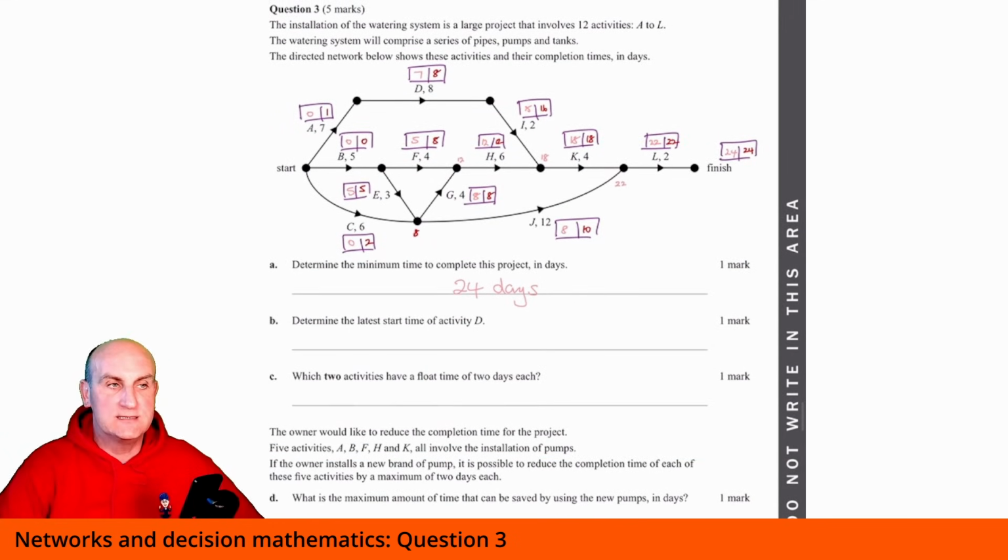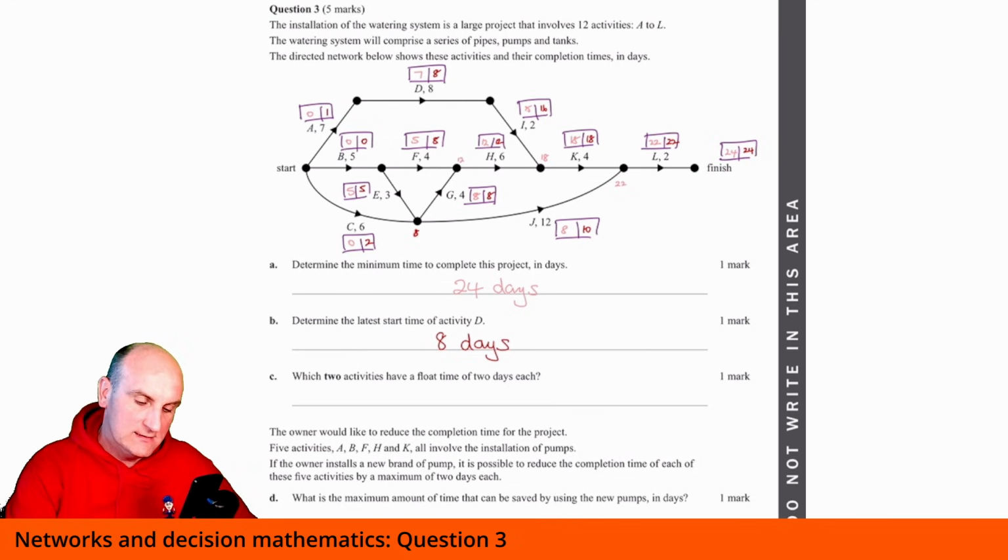Rightio. Determine the latest start time of activity D. Where are you, activity D? Why can't I find you there? So basically the latest start time there would be 8 days. What have we got next? Which 2 activities have a float time of 2 days each? Well, looking through here, I've got J, definitely. I can see J straight away. All right, so J, definitely. Where's the other one?